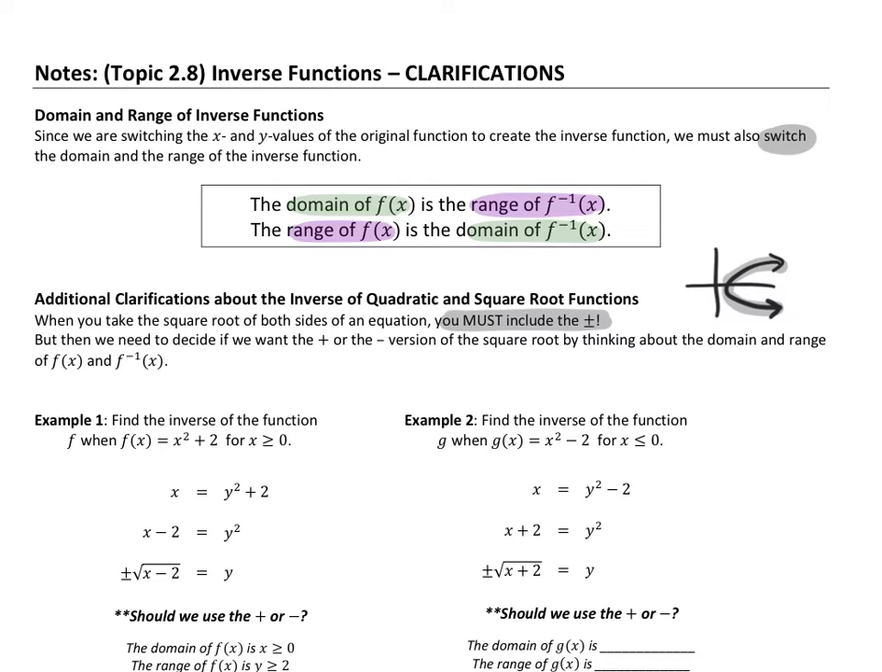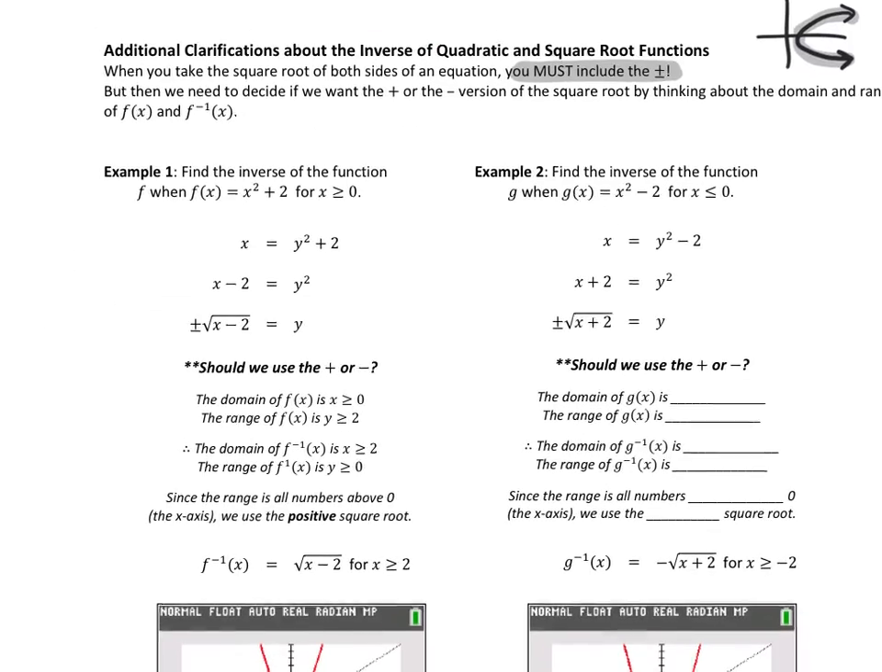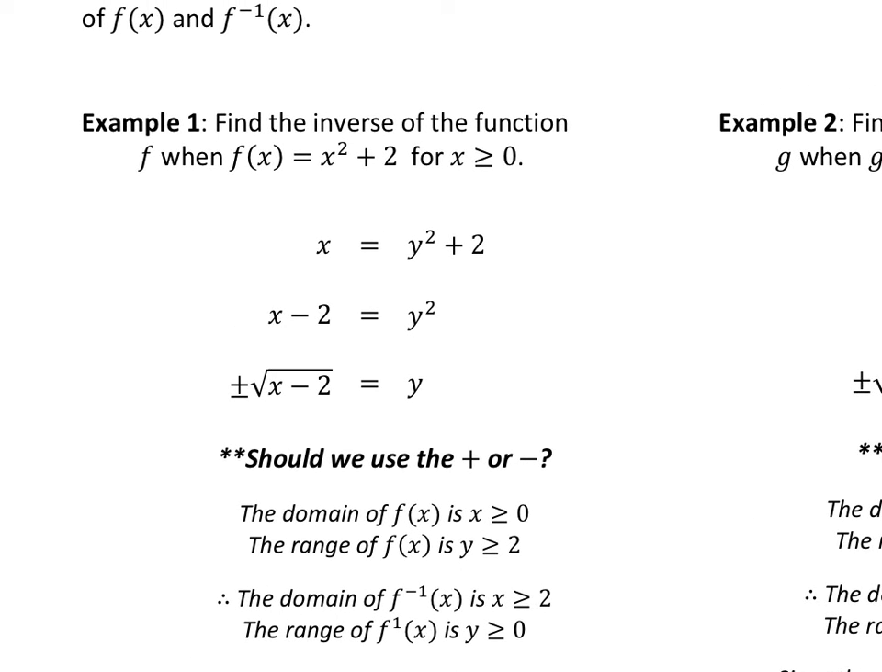I've got 2 examples. They're pretty much all worked out for you, because this is just, again, some clarifications for you today. Example 1 says, find the inverse of the function f when f of x is equal to x squared plus 2 for x greater than or equal to 0. Notice, they gave you a restriction on your domain. X greater than or equal to 0, is that all of your positive x values or all of your negative x values? Positive. So we're only looking at the positive side of a quadratic.